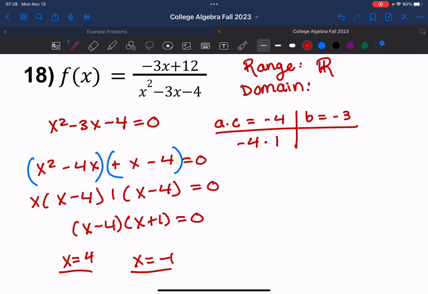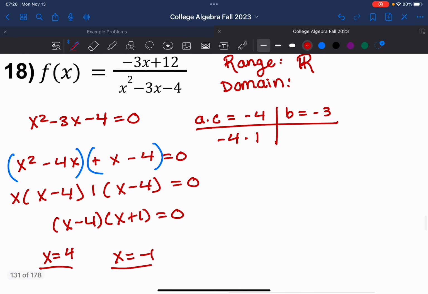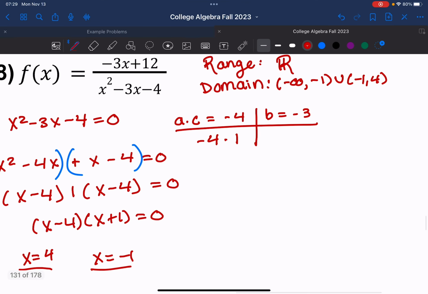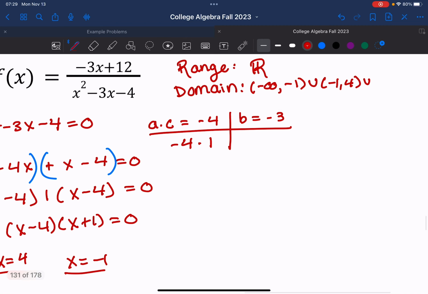Okay, so that means my domain is going to have how many parentheses? 3, because I have 2 answers. And my parentheses are going to start off looking like what? What comes first? Negative infinity, and then what? Negative 1, because it's my smallest number. Union, what's next? Negative 1 comma 4, my other number. And then union, what? 4 comma infinity.